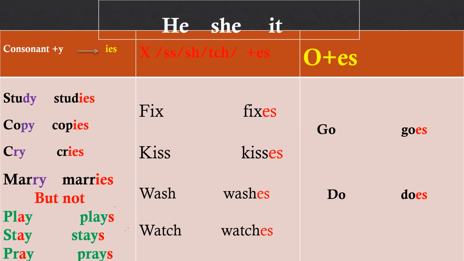With verbs that end in x, s, sh, and ch, we add es. He, she fixes, he, she kisses, he, she washes, he, she watches. With verbs that end in o, we add es, and we say he goes, she goes, he does, she does.